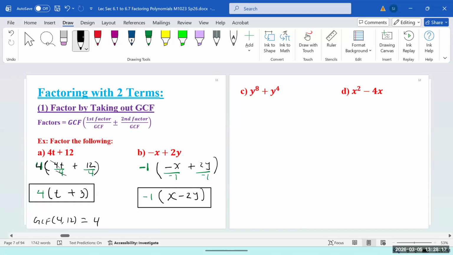The next one, who would like to try the C? y to the 8 plus y to the 4. Factor. Any volunteer? Christian. So the greatest common factor would be y to the fourth, right? So you factor out y to the 4.